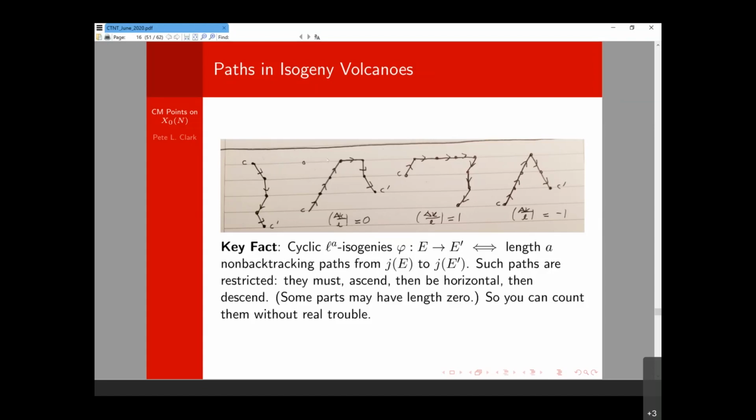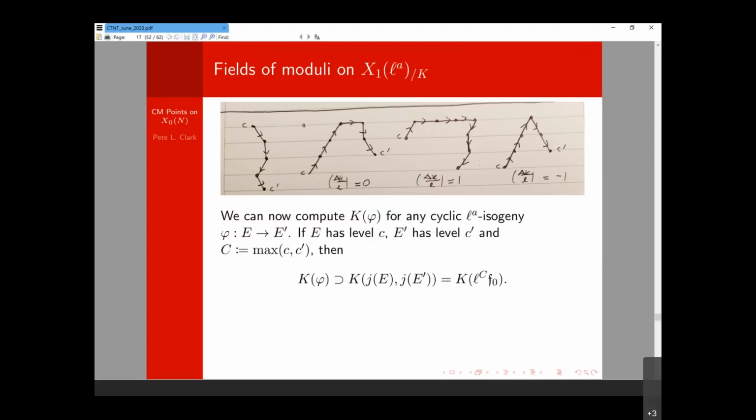horizontal part. You can't have a horizontal part if you're inert. If you're ramified, you could only have one horizontal edge. But if you're split, you could have as many horizontal edges as you want. So there's a middle part, which is horizontal, if you have it. And then the final part of the path has to be descending, and you can always descend as much as you want. Okay, so basically you have to count the number of ways to go up, and then go over, and then go down. And so you can count them without too much trouble.